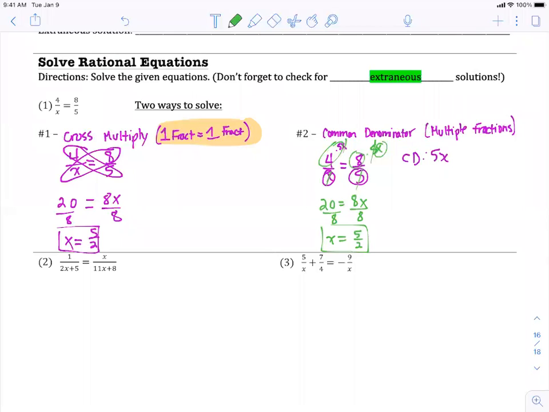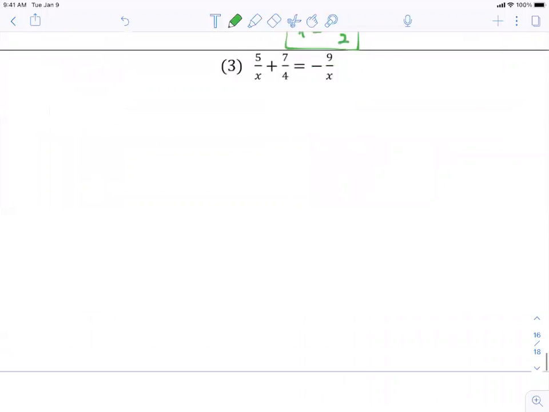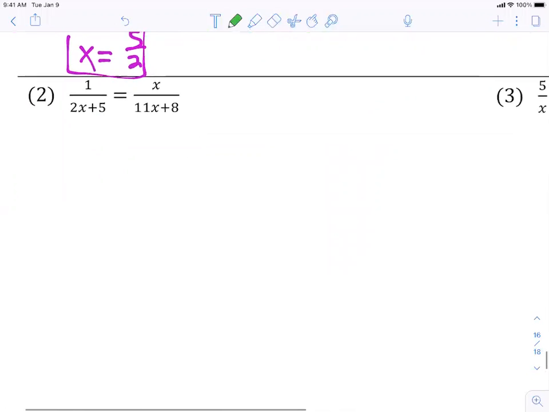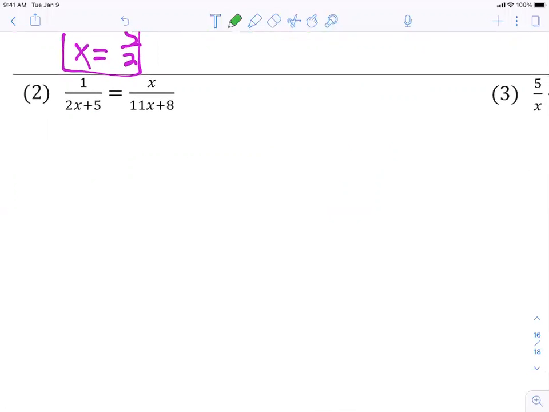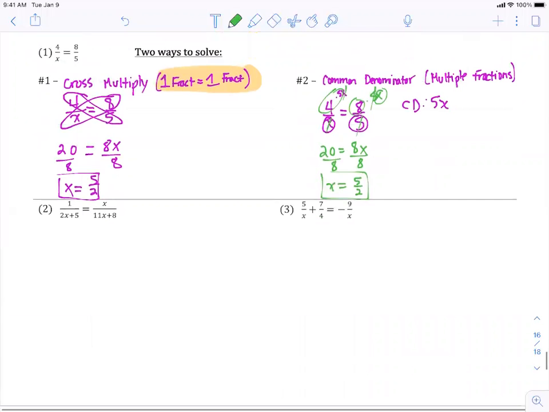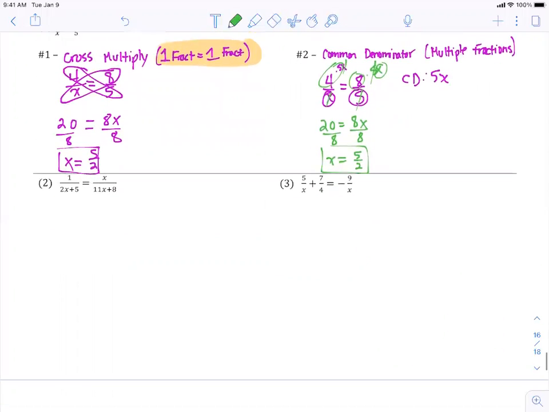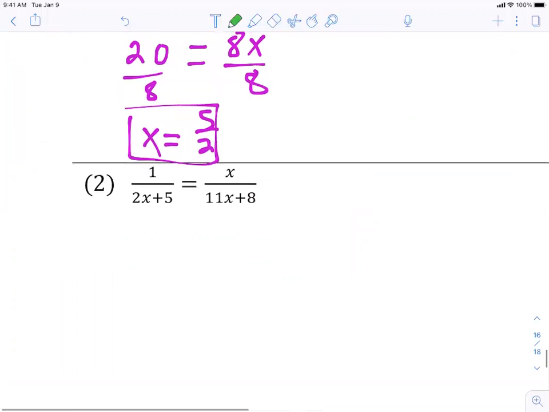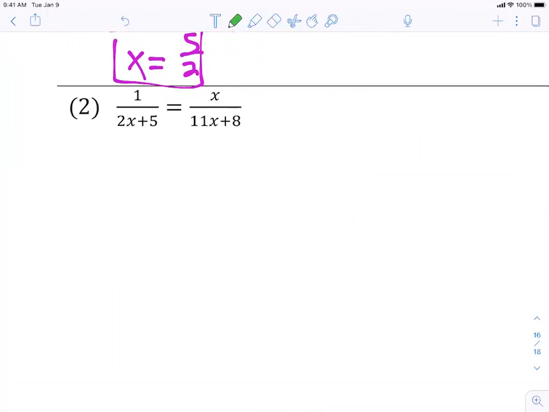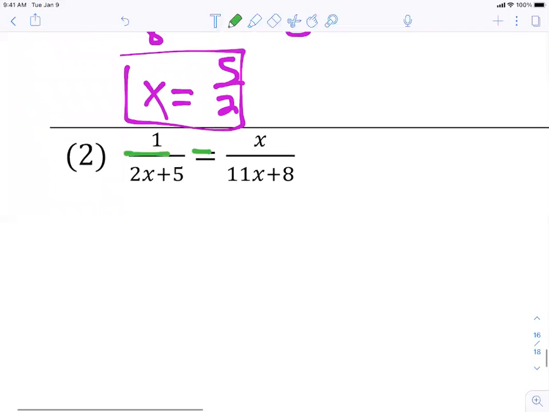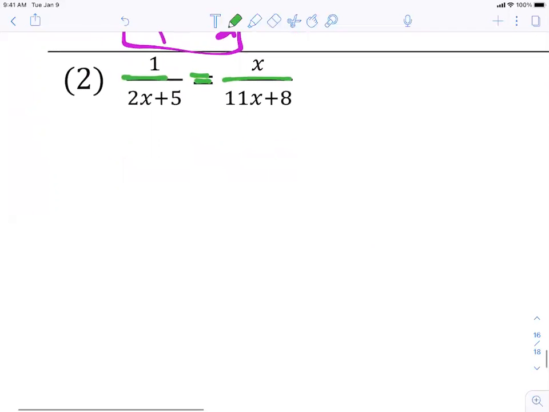So when it comes to solving different rational equations, it helps to recognize what you're working with. So for example, on example 2 down below, if you'll notice, since I only have one fraction equal to one fraction, that means really I can choose either of those methods. If I want to cross multiply, I can. If I want to use the common denominator method, that one always works. But if you recognize that this is honestly just one fraction equal to one more fraction, then cross multiplication does tend to be a little bit easier.